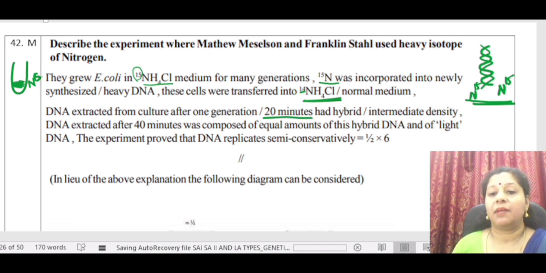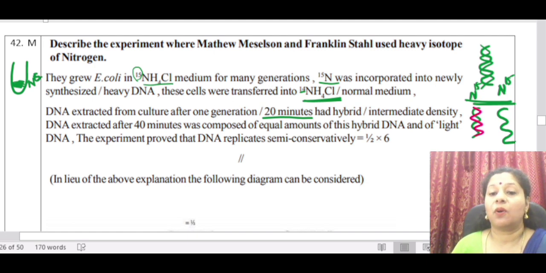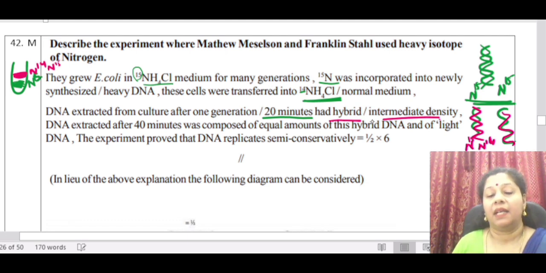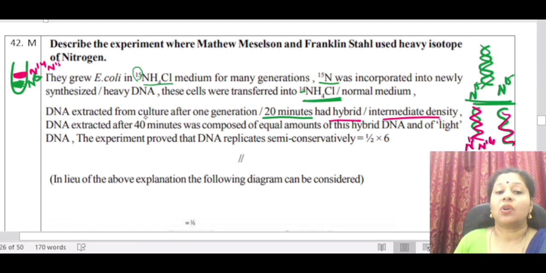it had a hybrid, because these two separate out and a new strand is forming. The new strand is from the medium N14. So one strand is N14, one strand is N15 in both the cases. So that is called a hybrid, that is with the intermediate density. So the band was seen a little above, that is N14 and N15. Then they continued to grow in the N14 containing ammonium chloride medium. So after 40 minutes it was composed of equal amounts of hybrid and light DNA.